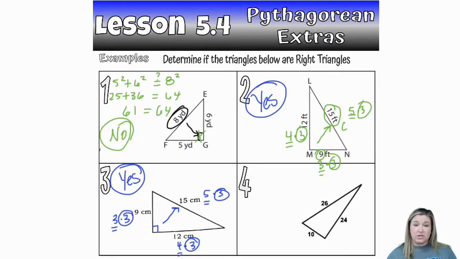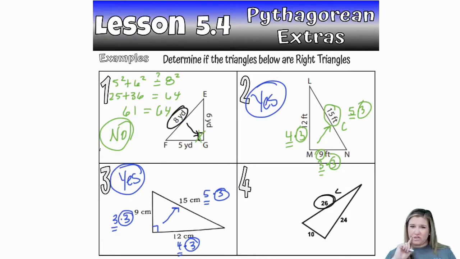All right, let's look here. What you'll notice is, I can't really even tell where my right angle is, but I do know that 26 is the largest number, so it has to be C. So is it a multiple of 5? It's not a multiple of 5. 10 is, but 26 is not, unfortunately.